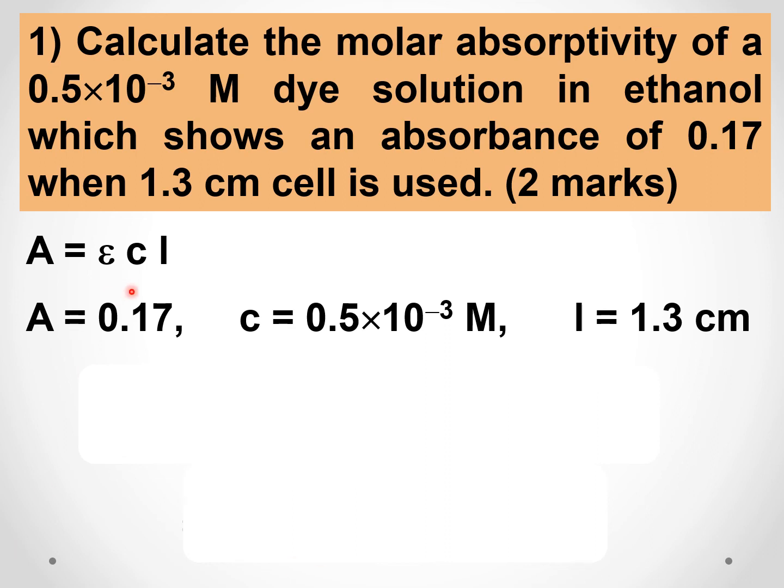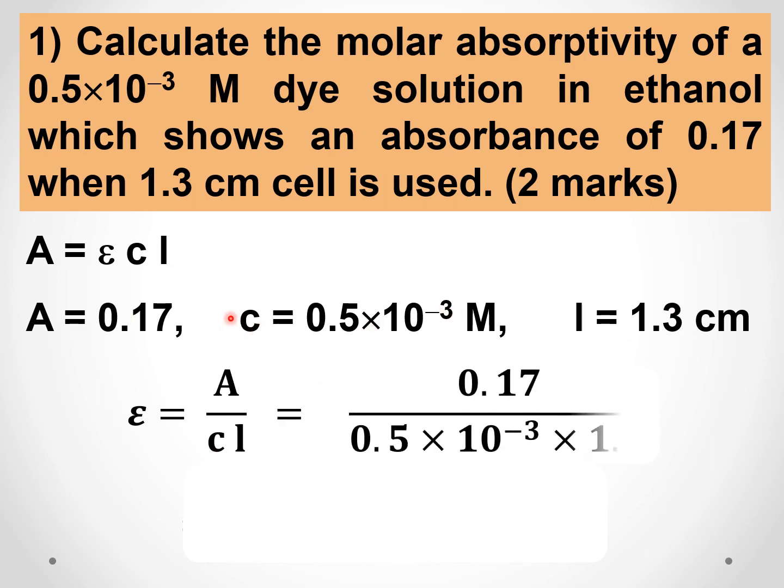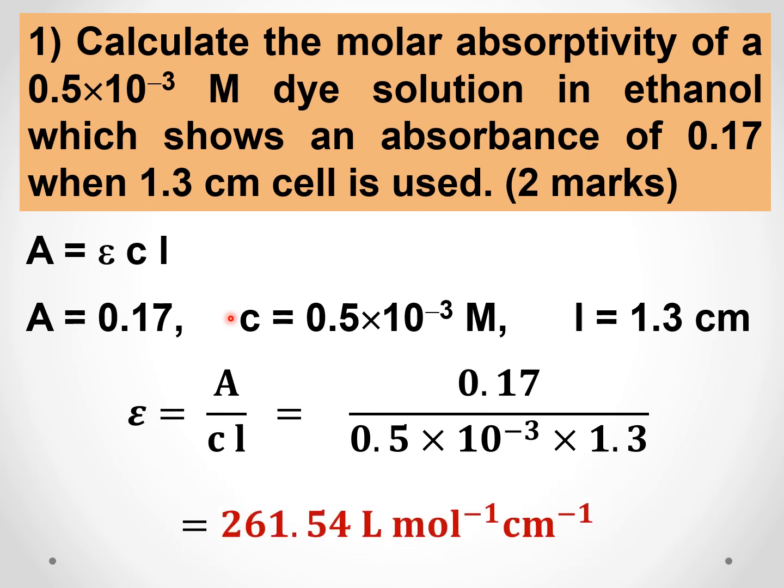Direct substitution. So what will be epsilon from this equation? If you rearrange this expression, you get epsilon is equal to A by C L. Substitute the values. A is 0.17, C is this one, L is this one. Substitution and calculation will finally give you this result. Epsilon is equal to 261.54 liter mole inverse centimeter inverse.